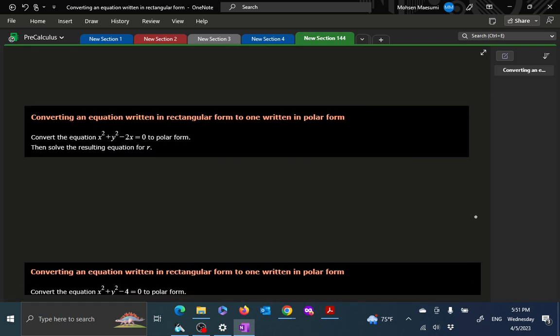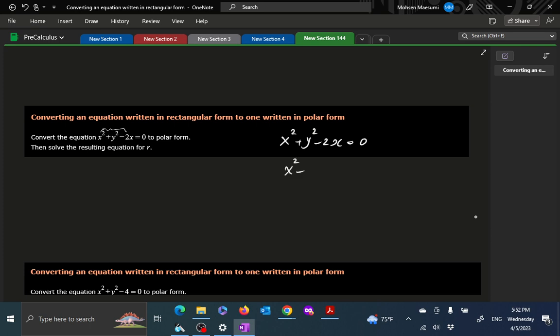Here's another example. x squared plus y squared minus 2x is equal to 0. Convert it to an equation written in terms of r. Well, we might be curious as to what this thing is to begin with before we even convert it to something else. How can I infer the shape of this in Cartesian? Those powers sound like I'm dealing with a circle, but where is this circle?